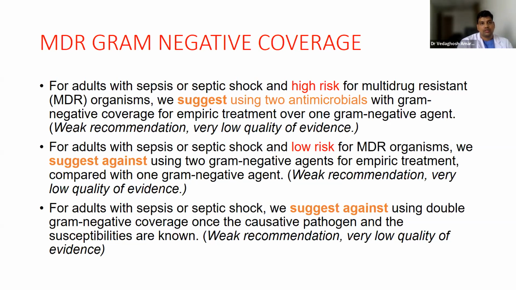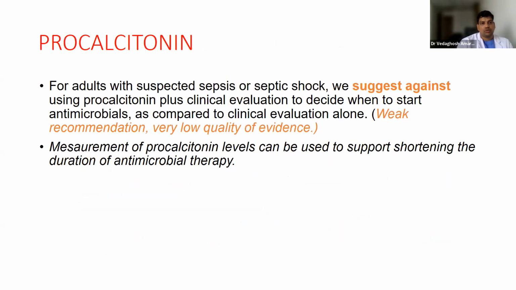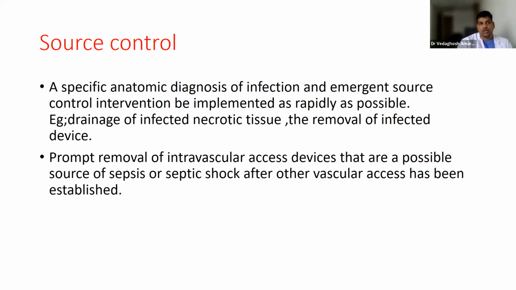Okay. So coming to procalcitonin. For adults with sepsis or septic shock, they suggested against using procalcitonin plus clinical evaluation to decide when to start antimicrobials, as compared to clinical evaluation alone. So procalcitonin should not be used as a criterion to start antibiotics, but measurement of procalcitonin can be used to support the de-escalation of antimicrobial therapy. That's what they said about procalcitonin.